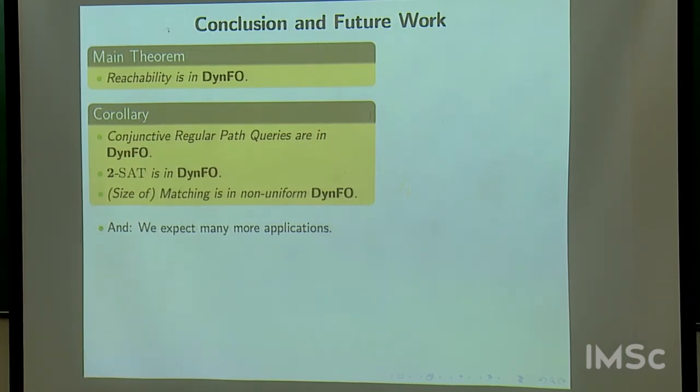Is there an example of a natural problem in NL which is not in DynFO? That's a good question. I don't know the answer. But let me think about it. It might be something very simple. Well, you pointed out that evenness is not. Evenness, okay. Okay, thanks.